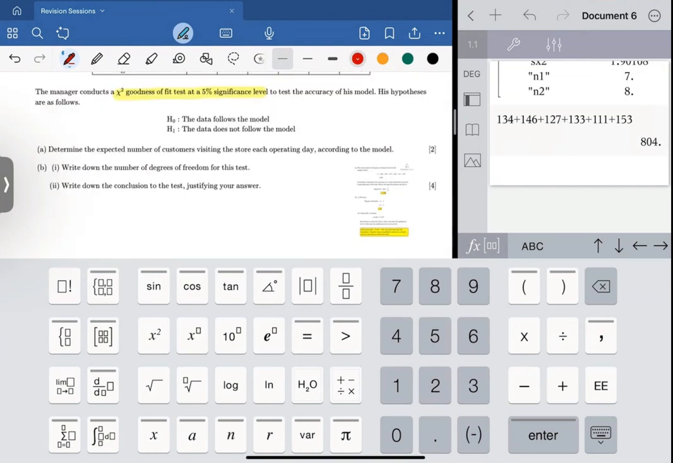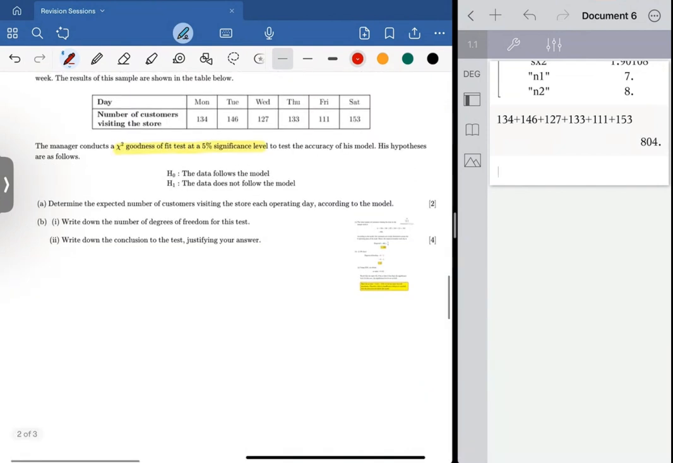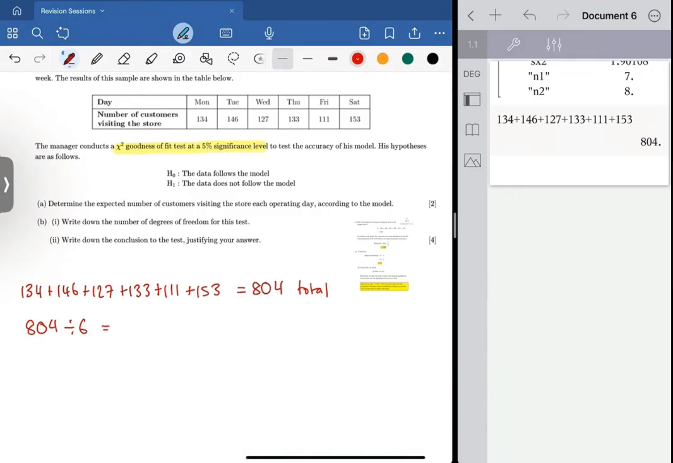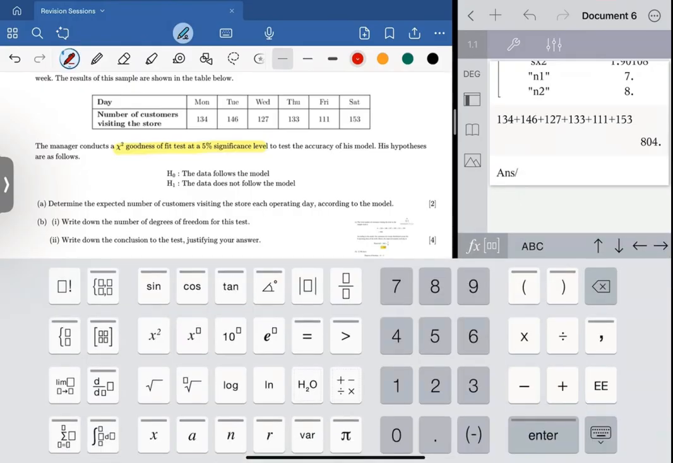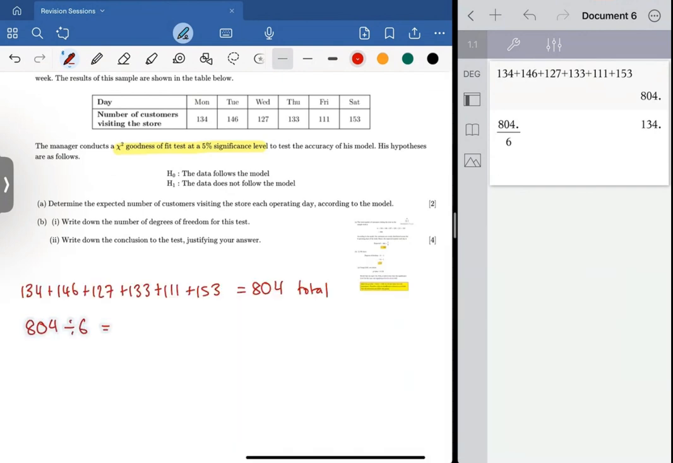So I'm going to write down what I did there: 134, 146, 127, plus 133, plus 111, plus 153. So we've got 804 people in total. And if they were evenly spread across the 6 days, then we would expect how many people on each day? Divided by 6, we would see 134 people on each day. This is our expected result.